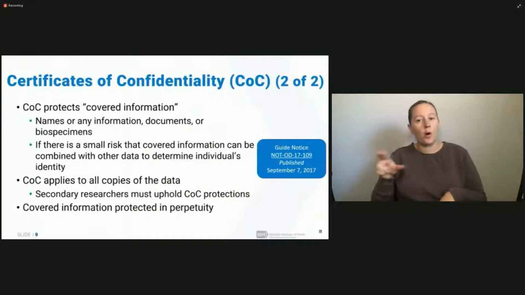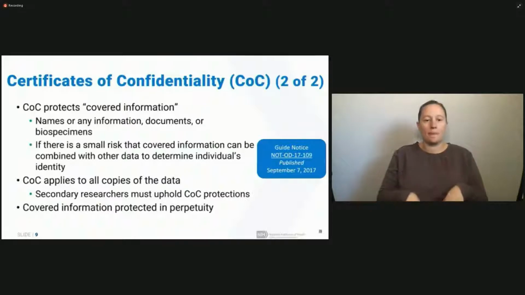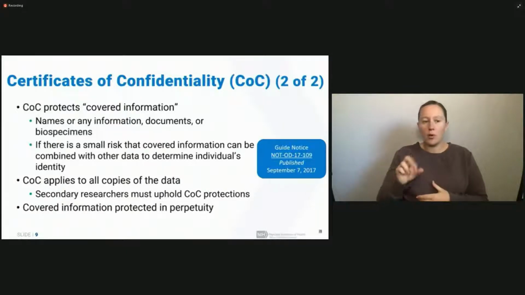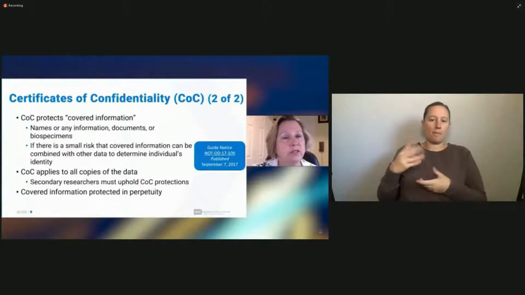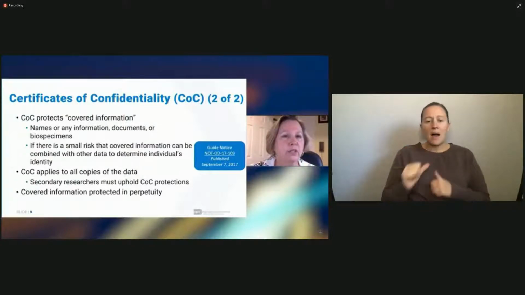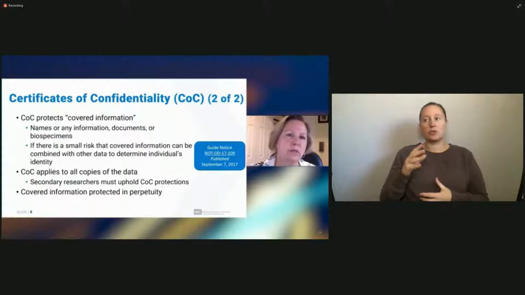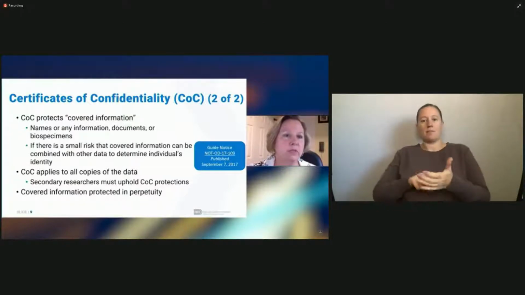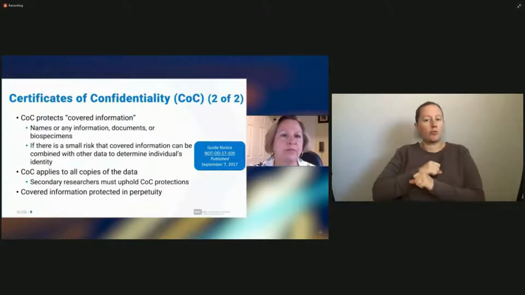So as I mentioned in the previous slide, the certificate protects covered information. Covered information would be the name or any information, documents, or biospecimens that contain identifiable sensitive information in relation to a research participant. And in addition, if there is at least a very small risk that the information, documents, or biospecimens can be combined with any other available data sources to determine the identity of a person, then they would also be protected by the certificate.